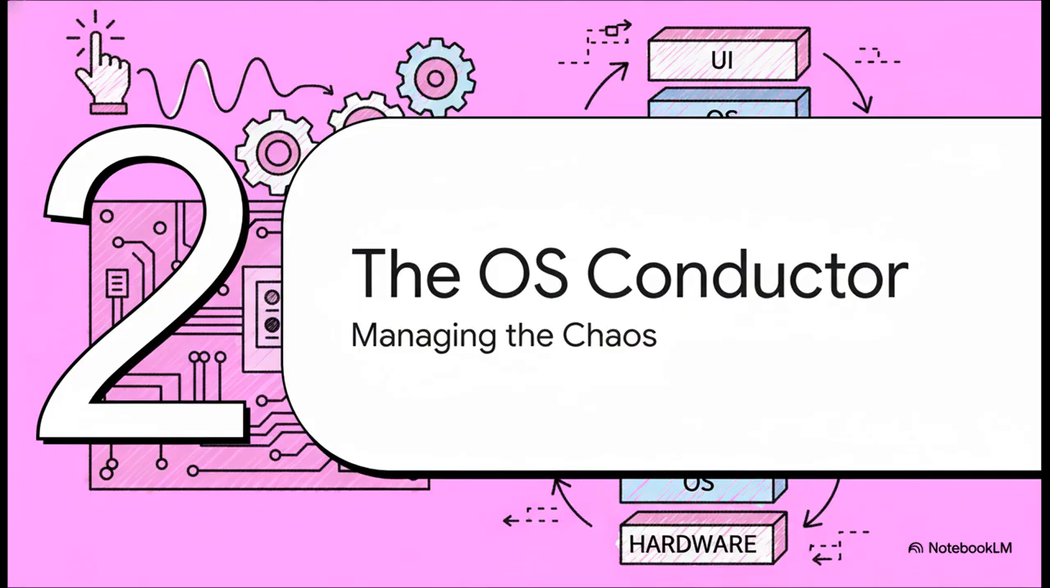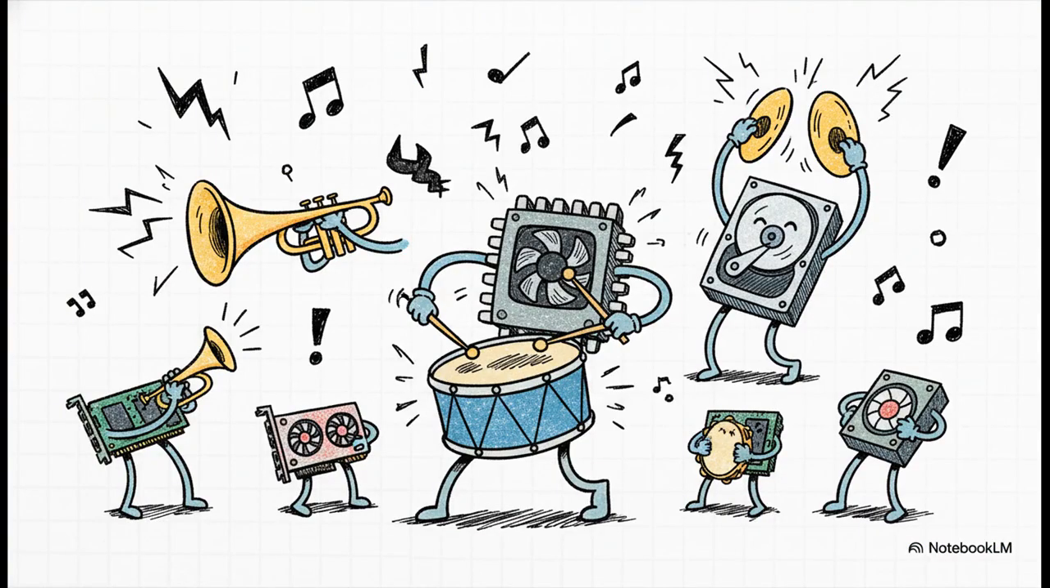Okay, so we have this incredibly powerful hardware engine, right? But on its own, it's just raw, uncoordinated power. It's chaos. To make it actually useful, we need a manager. We need a conductor to bring order to all that chaos. And that is the job of the operating system. Seriously, imagine a world-class orchestra full of the most brilliant musicians, but there's no sheet music and no conductor. What would you get? You just get noise, a total mess, right?